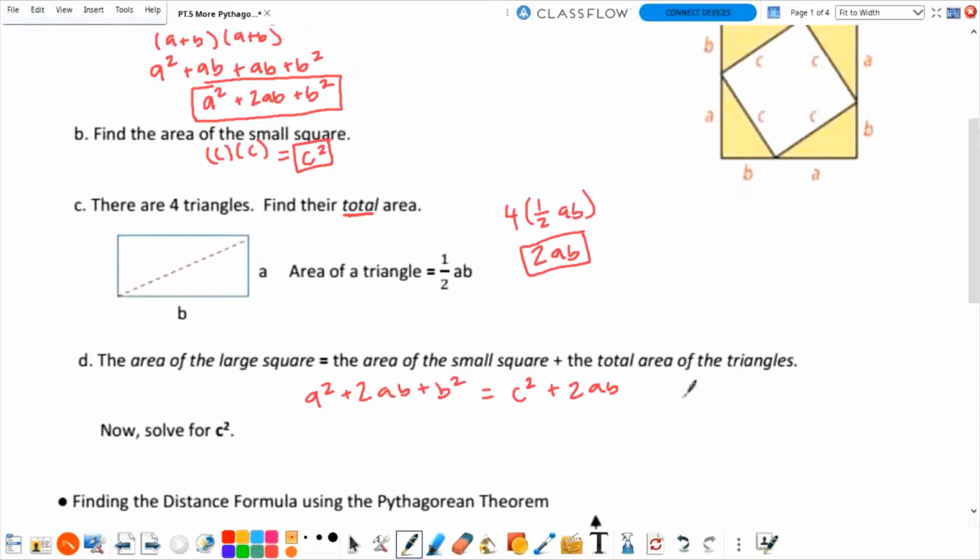All right, and then it says to solve for C squared. Okay, so the first thing we can do is get rid of this 2AB so that we're solving for C squared. So we're going to subtract 2AB from both sides. And notice we have positive 2AB on both sides, so those will just cancel out. So then we're left with A squared plus B squared equals C squared. And this is our Pythagorean theorem.